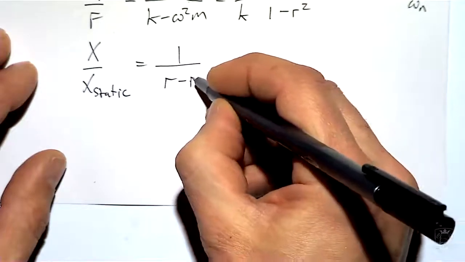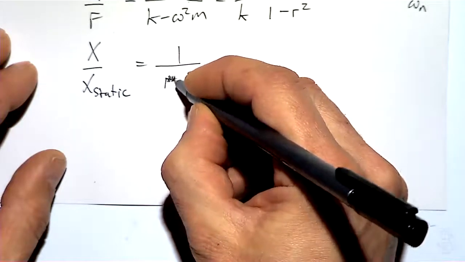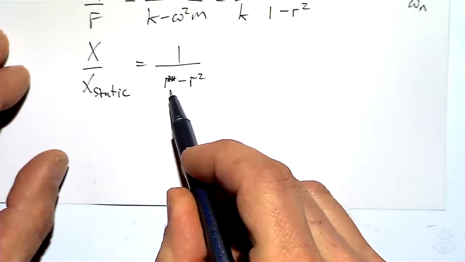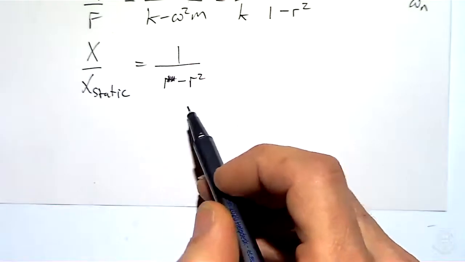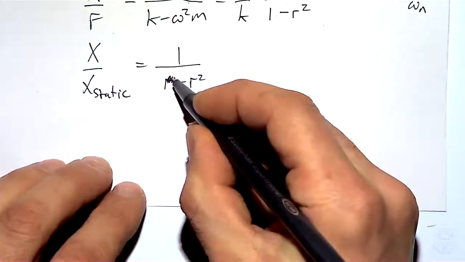Oops, sorry, that should be just 1 there. So that's 1 minus r squared. Sorry about that. That looked like r minus r squared, which it shouldn't be. So that's 1.